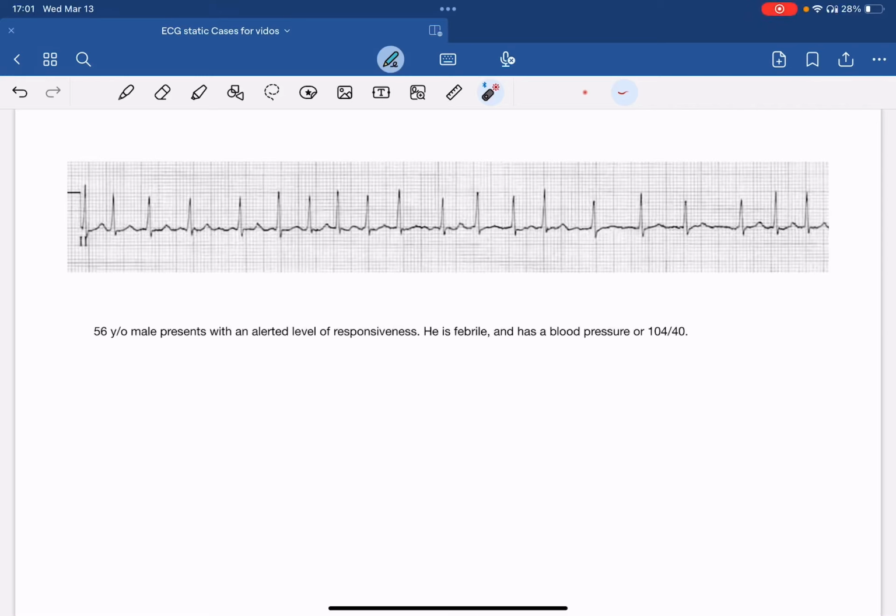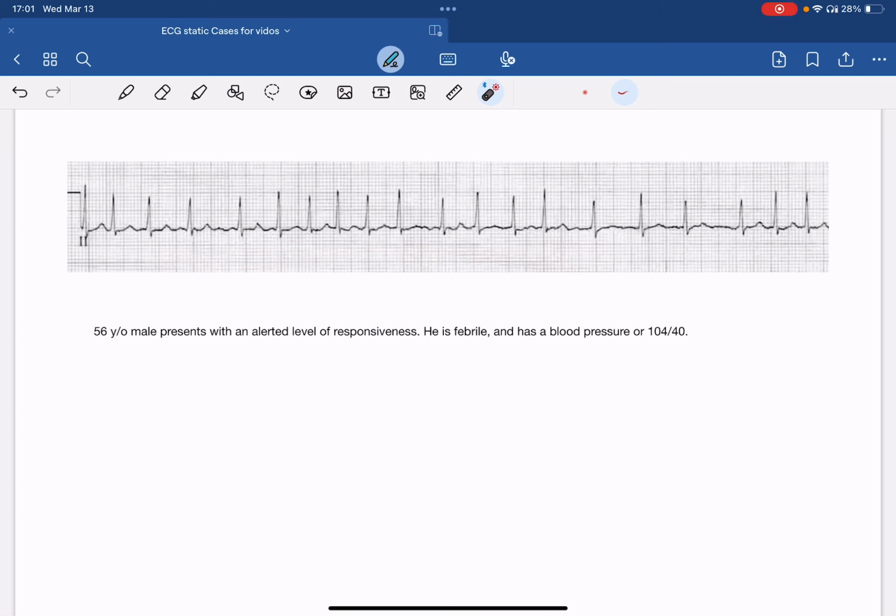So for this case, we have a 56-year-old male who presents with altered level of responsiveness. He's found to be febrile and has a blood pressure of 104/40. So like you do with any sort of altered patient, you want to hook them up to the monitor and see what's going on. And this is the rhythm strip.